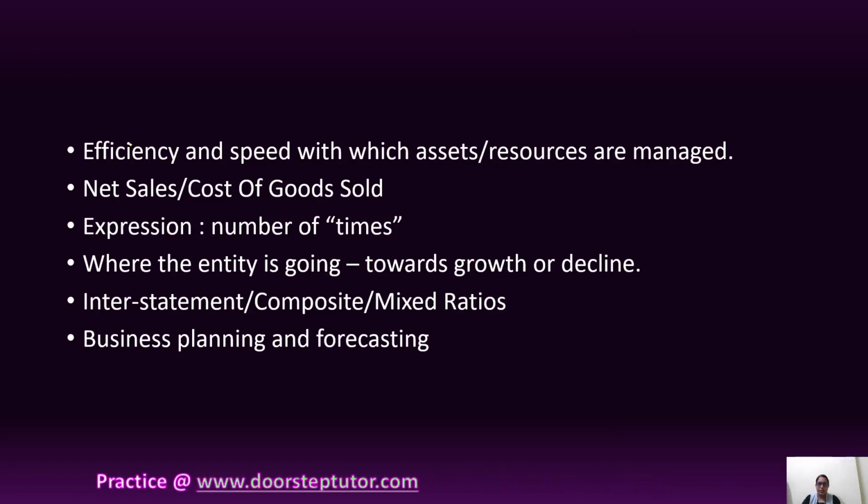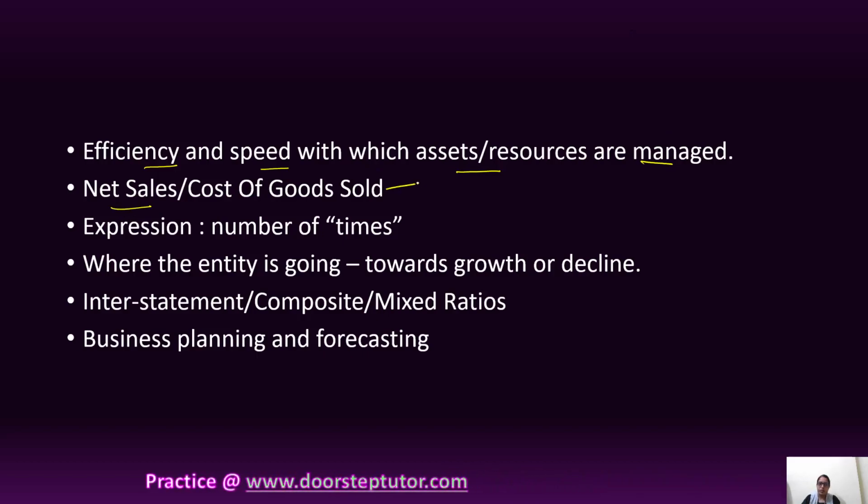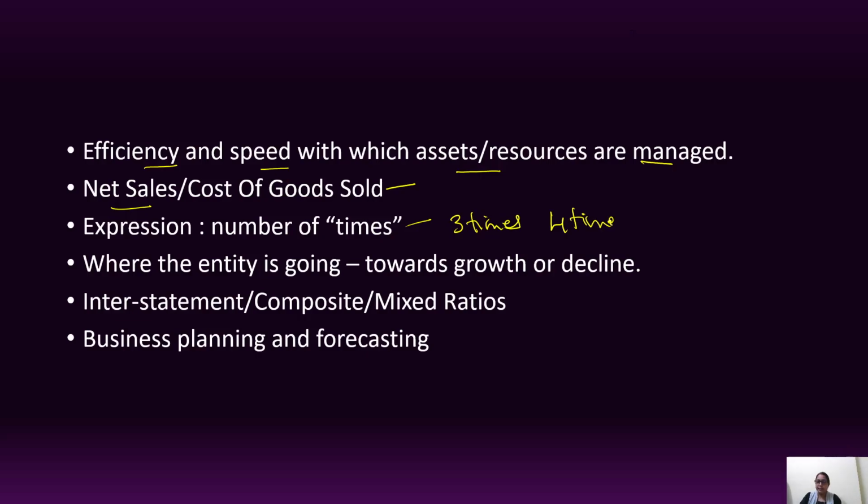What are activity ratios? These are the ratios that give us light on how efficiently and at what speed the assets or the resources of a business concern are being managed. These are calculated on the basis of net sales or cost of goods sold. They are expressed in number of times. For example, if the inventory turnover ratio is, say, 3, you write it as 3 times. The debtors turnover ratio is 4 times, like that.